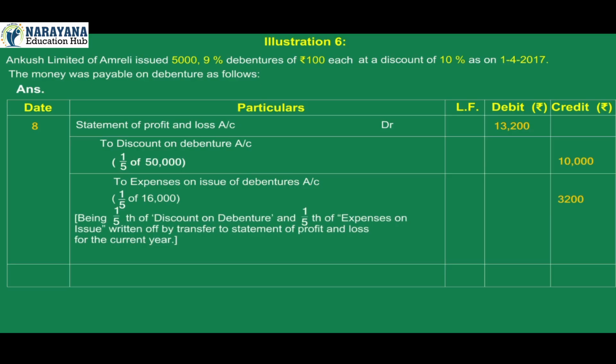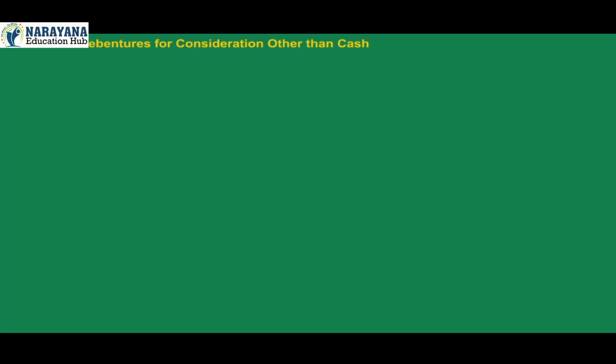Being 1/5 of discount on debenture and 1/5 of expenses on issue written off by transfer to statement of profit and loss for the current year. Total debit 9,79,200. Credit 9,79,200.